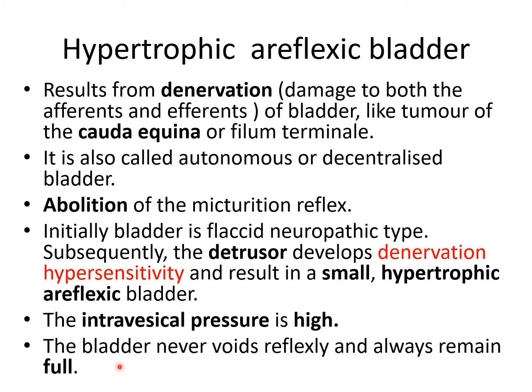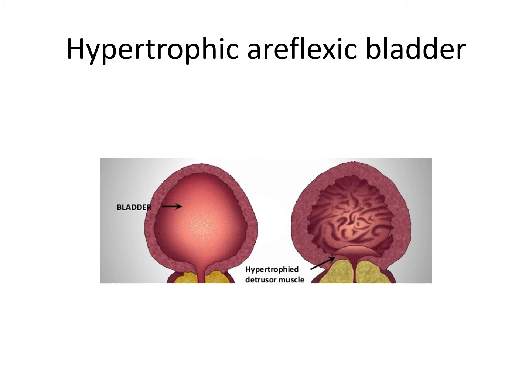But the bladder never voids reflexly because the reflex is absent here, and it always remains full. So this is the second category, the hypertrophic or areflexive bladder, or decentralized bladder, or autonomous bladder. Now this is the hypertrophy of the detrusor muscle. Because of denervation hypersensitivity, the detrusor muscle becomes hypertrophic and it causes an increase in the pressure, gradually decreasing the size, but there remains a residual volume as there is no reflex contraction of the detrusor muscle.